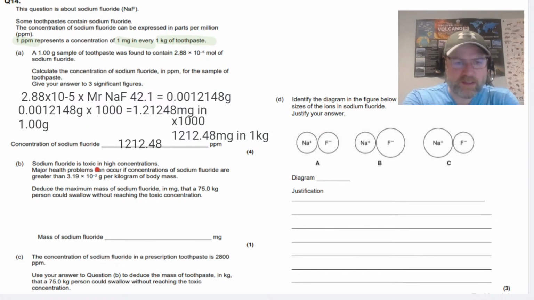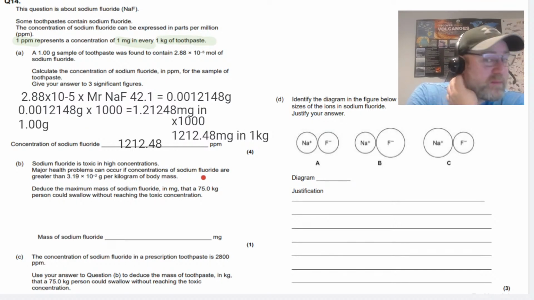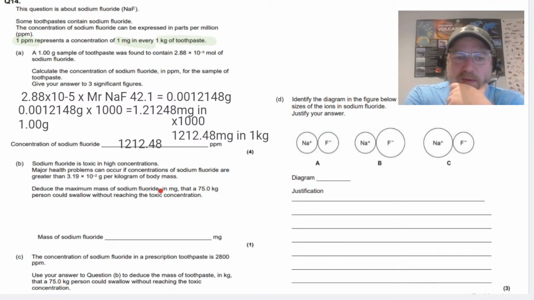This is disgusting. Sodium fluoride is toxic in high concentrations. Major health problems can occur if concentrations of sodium fluoride are greater than 3.19 times 10 to the minus 2 grams per kilogram of body mass. Deduce the maximum amount of sodium fluoride that a 75 kilo person could swallow without reaching the toxic concentration.